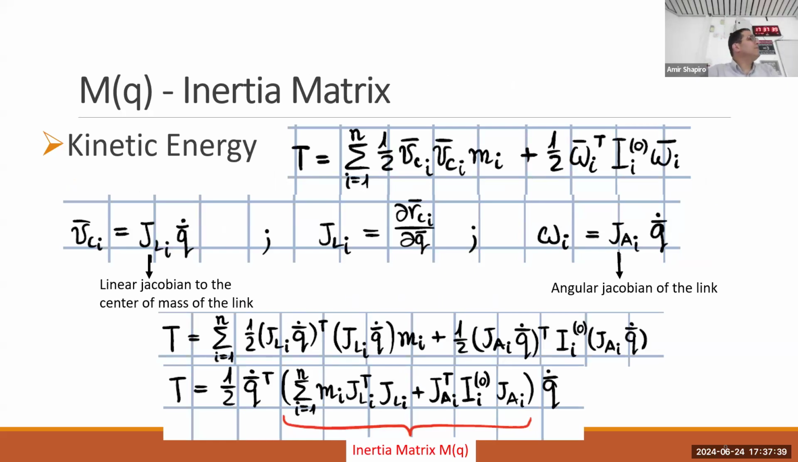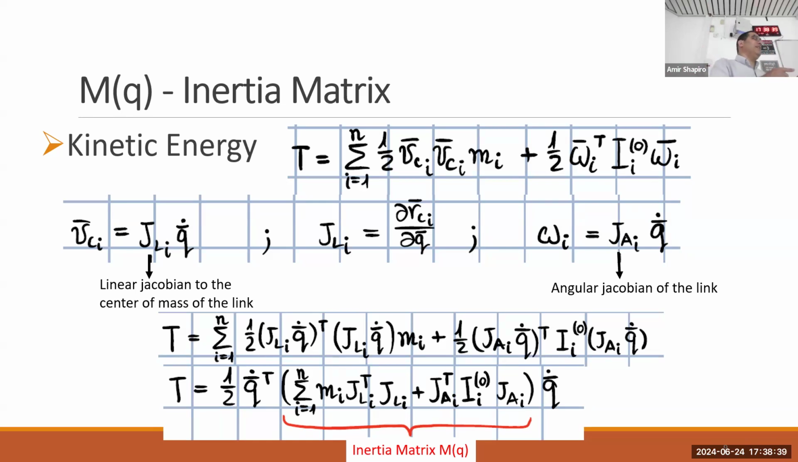So let's see why what I just said is true. You believed me, but I want to show you that it is true. The kinetic energy of a rigid body is half VC transpose times VC times M_I, plus the kinetic energy of rotation, which is half omega transpose I omega. We can write VC as the linear Jacobian to the center of mass of the specific link, J_LI, the linear part of the Jacobian to the center of mass of link I, times Q dot.